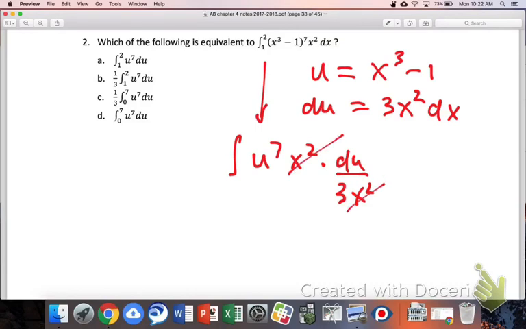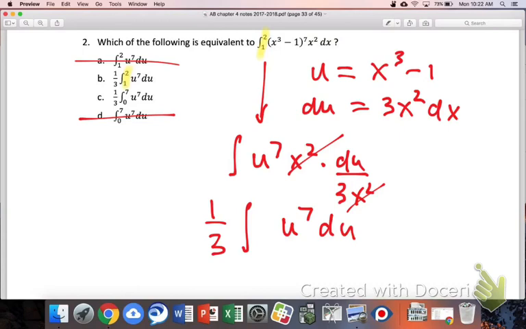That means we've got the right form here. And you end up, of course, with 1/3 integral u to the 7th du. And this is where we can eliminate D and A, because both of those lack the 1/3. But then it comes down to those limits of integration. Obviously, with B and C, they're different. Can you guys see how in B, the limits of integration have remained the same? They're 1 and 2 still. And remember that 1 and 2 is in terms of x.